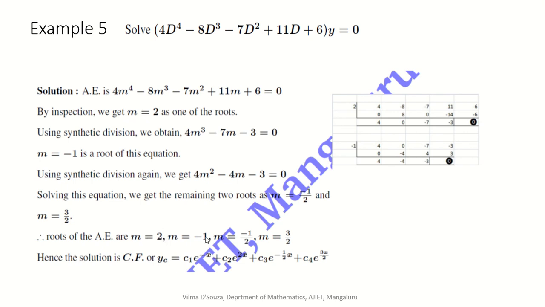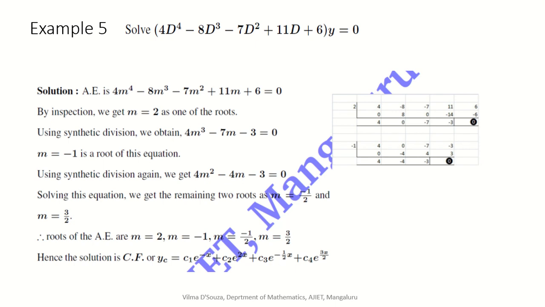So observe the roots: 2, minus 1, minus half and 3 by 2. All are real numbers but they are distinct. So corresponding to these, yc is equal to c1 e power 2x plus c2 e power minus x plus c3 e power minus half x plus c4 e power 3 by 2 x. Here I have swapped the terms, it doesn't matter. You can write the term corresponding to any of the roots first, they need not be in order.